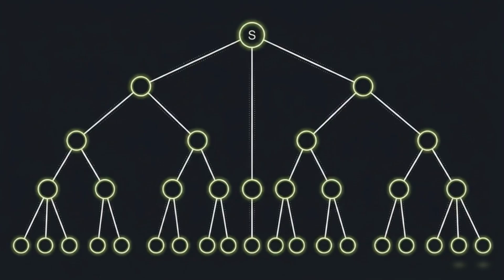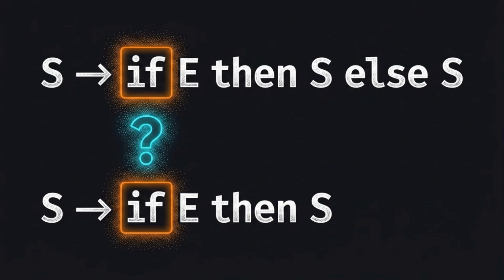With left recursion removed, the parser can safely move forward. But before we can actually build an LL1 predictive parser, we have to solve one final ambiguity, deciding what to do when multiple rules start with the exact same sequence. That requires left factoring.